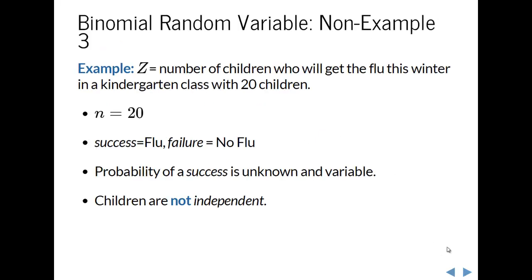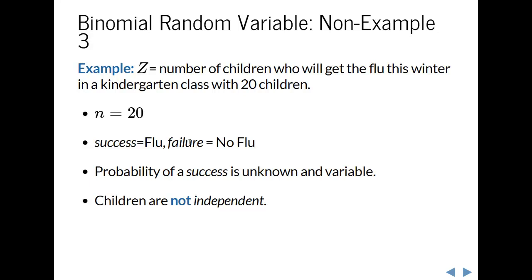Let's try taking a look at a non-example. Let the random variable capital Z equal the number of children who will get the flu this winter in a kindergarten class with 20 kids. Capital Z is certainly a discrete random variable, and it's counting up the number of successes in a given number of children. Since there are 20 children, we can say that n equals 20, and classify a success as a child who gets the flu, and a failure as a child who stays healthy.